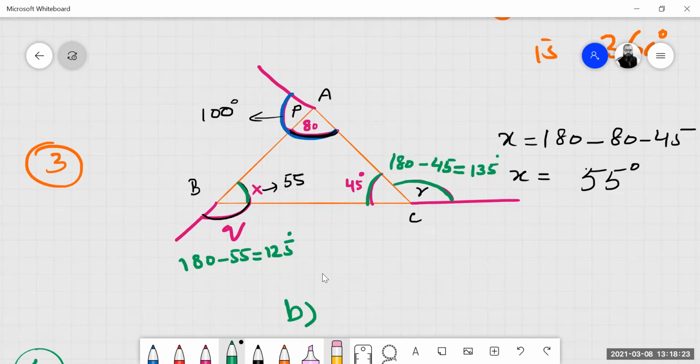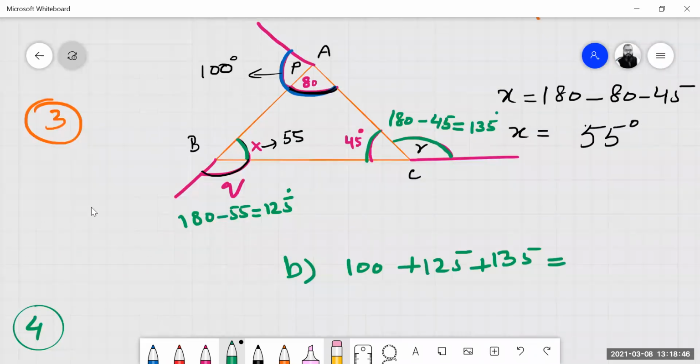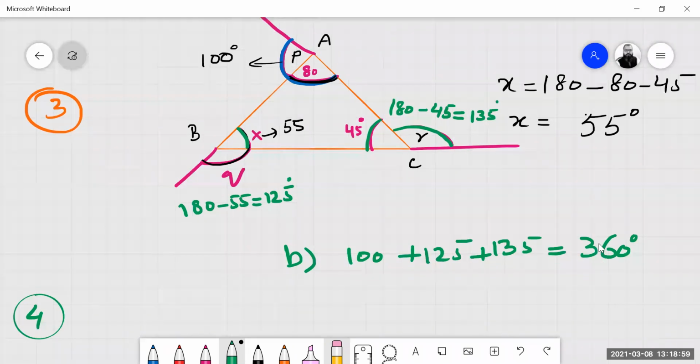What are the exterior angles? P, Q, R. These are the exterior angles. So what is the sum? 100 plus 125 plus 135. What will be the answer? It should be 360, I think. Yes, 360. Okay, now come to the next part.